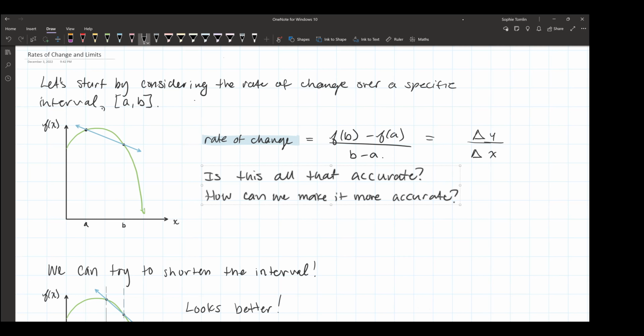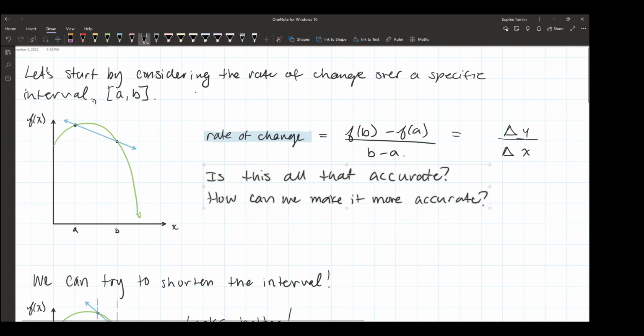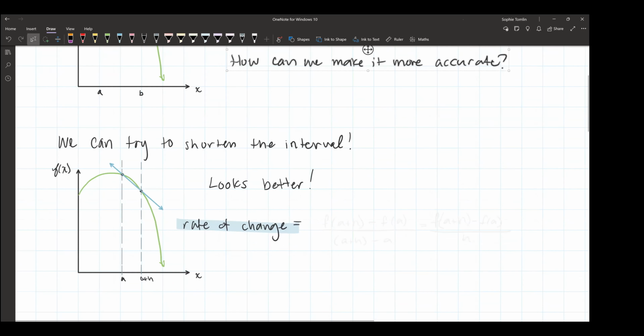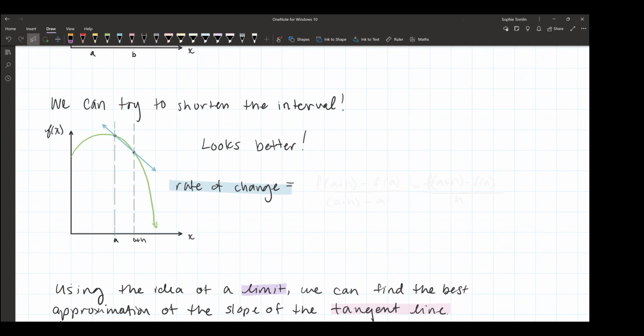If we look at it, we see this green function has a lot more variation than this blue line does. So it's not a great approximation of the rate of change of the function. Maybe we can try to shorten the interval. We can consider an interval that has a change h. This looks more accurate because this slope is closer to what the function is doing, but it's still not all that great.